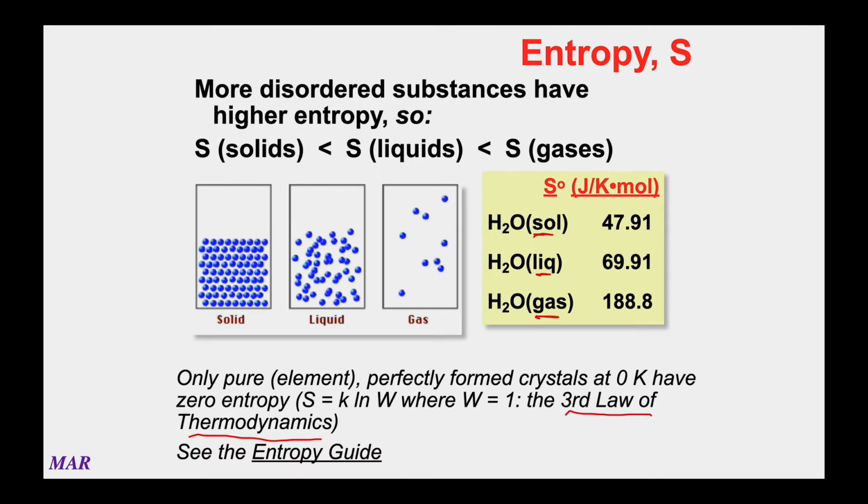And you can see there that solids are closer to 0 than liquids. Liquids are higher, gases are higher. So the individual entropies of substances will always be positive numbers, and that'll be important coming up. There is an entropy guide if you're curious to learn more about what's going on here.